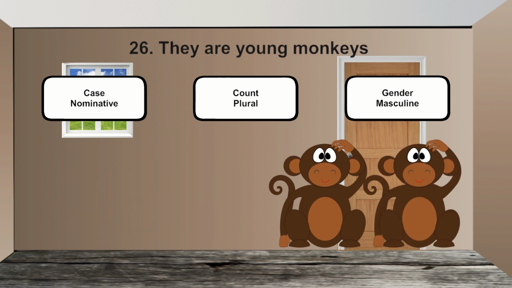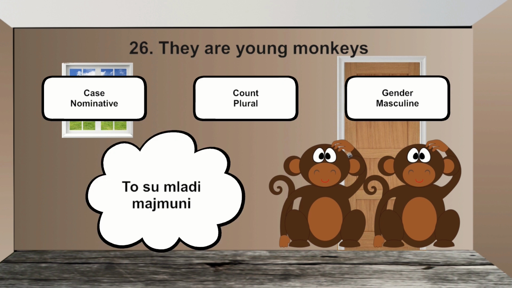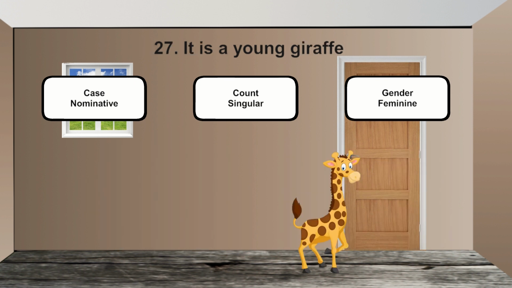Question 26. Pitanje 26. They are young monkeys. Masculine, plural. To su mladi majmuni. To su mladi majmuni.